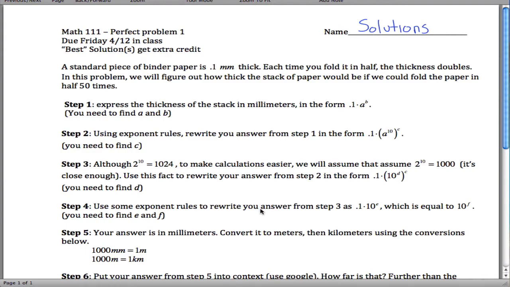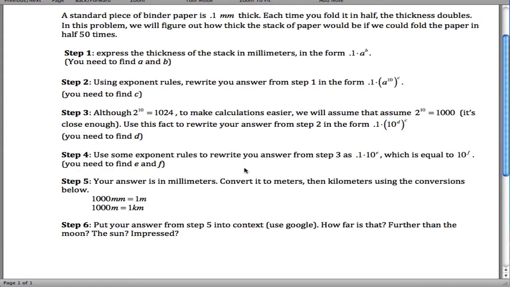Our solutions to perfect problem 1 for Math 111. This is the paper folding example. What I give you here is that a standard piece of paper is 0.1 millimeters thick, which is more or less true, I believe. And then we're going to fold it in half, so each time we fold it, the thickness will double. And we're going to do it a bunch of times. We're going to do it 50 times.